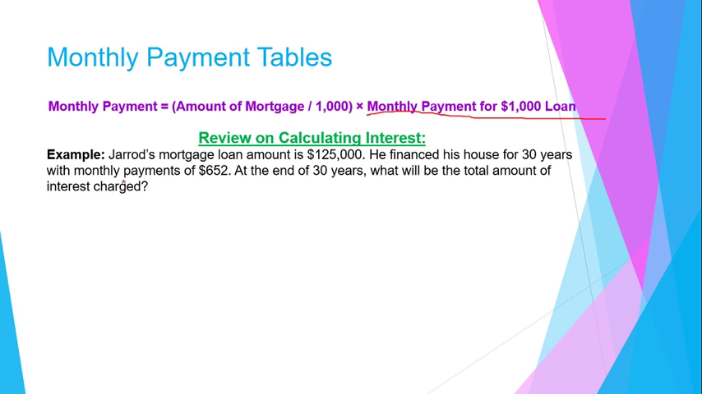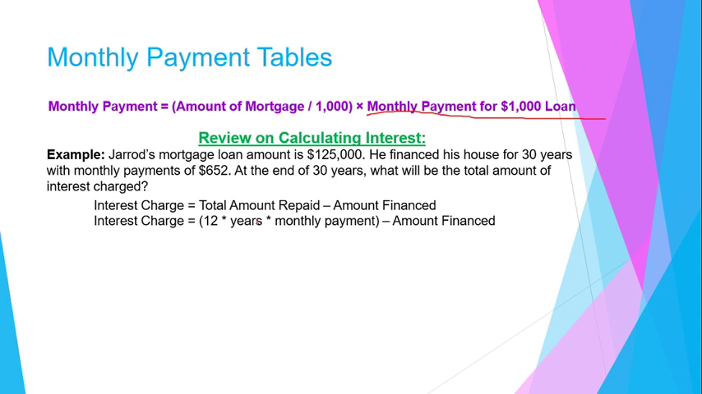So we want to know, after 30 years, what is the amount of interest charged? To find that, we take the total amount repaid, how much did he end up repaying for the loan, subtracting the amount financed, how much did he originally borrow. And that's how we determine the interest charged. So plug in everything we know.